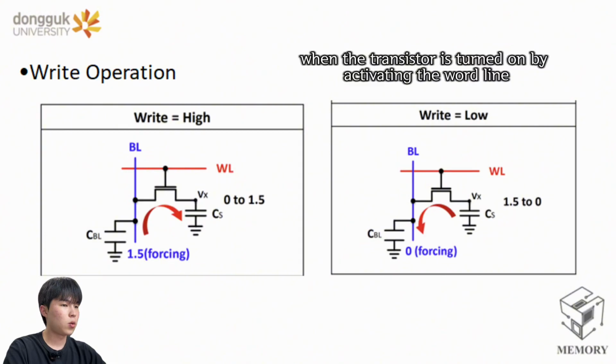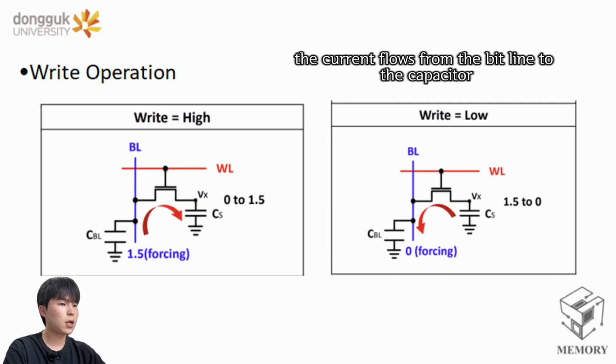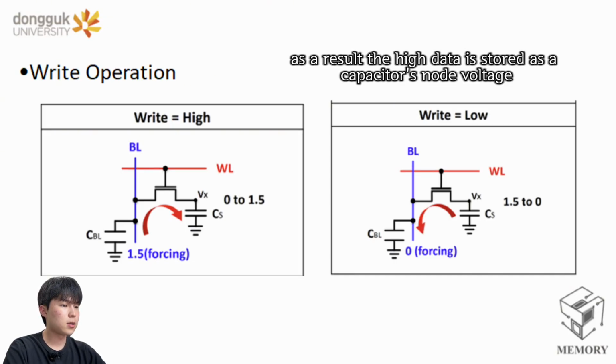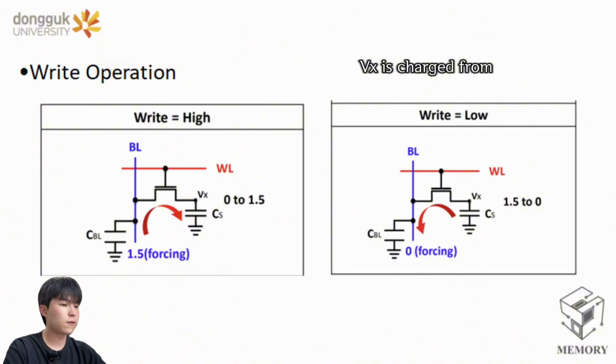In this state, when the transistor is turned on by activating the word line, the current flows from the bit line to the capacitor. As a result, the high data is stored as the capacitor's node voltage. Vx is charged from 0 volts to 1.5 volts.